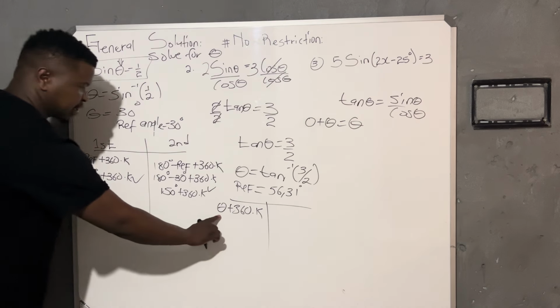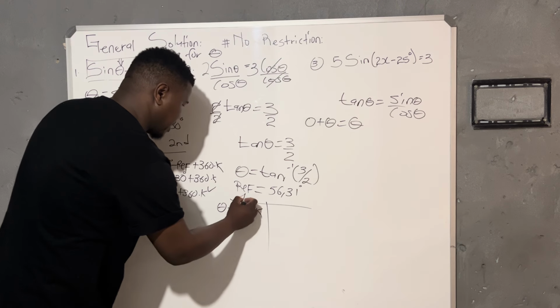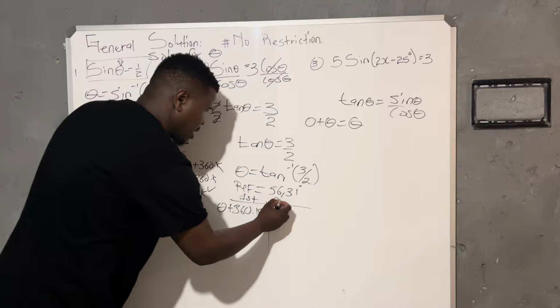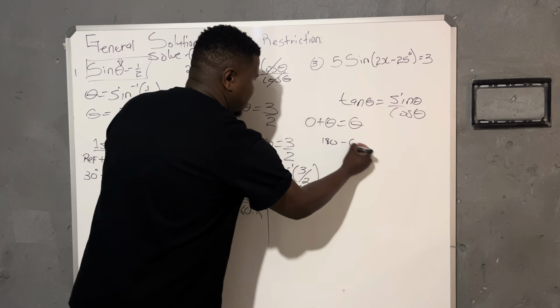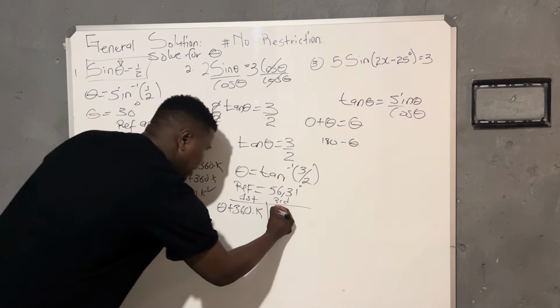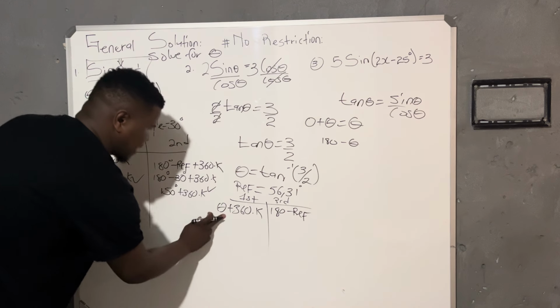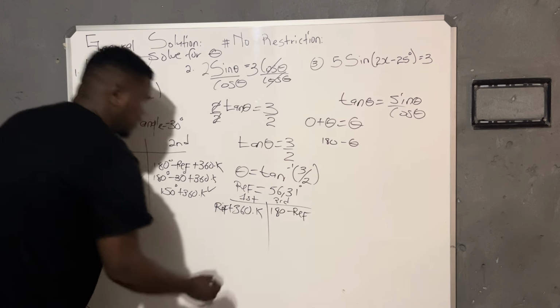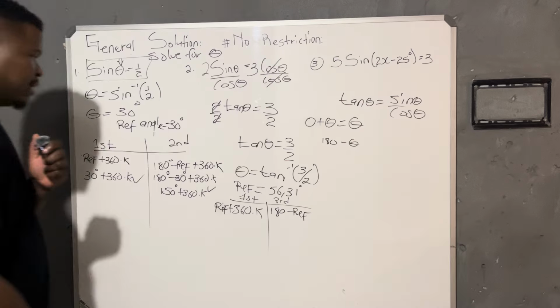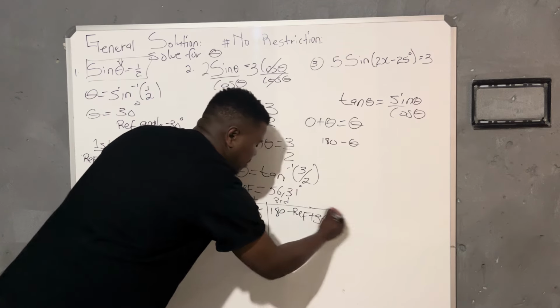Reference represents theta. So now, let me indicate the first and third quadrants. In the third, we have 180 minus theta, so I'm going to write it as 180 minus the reference, because I say theta, in this case, we can use this reference. And don't forget that we always add 360 times k.